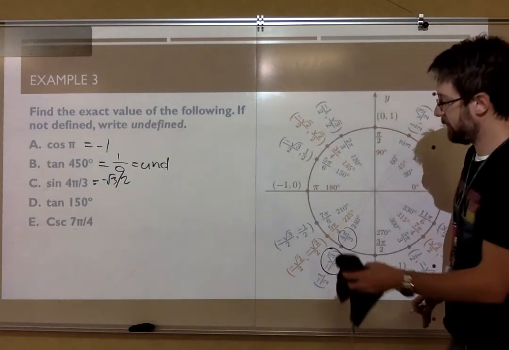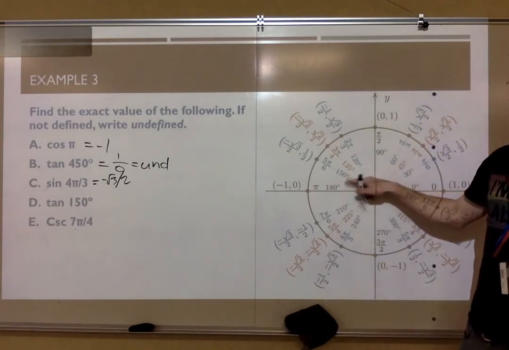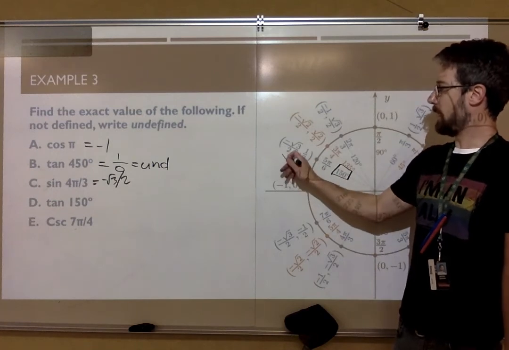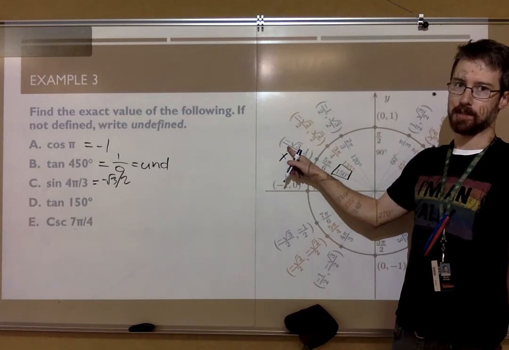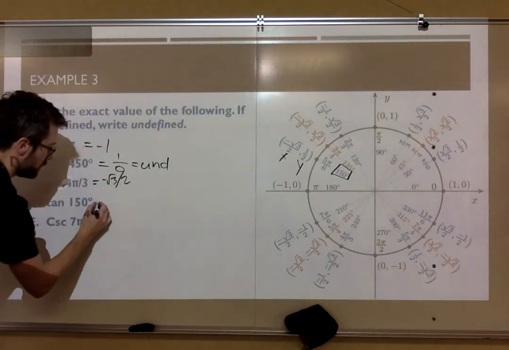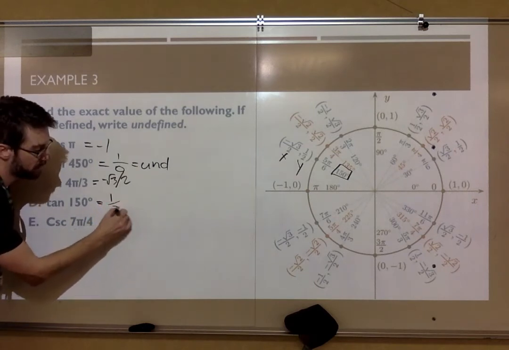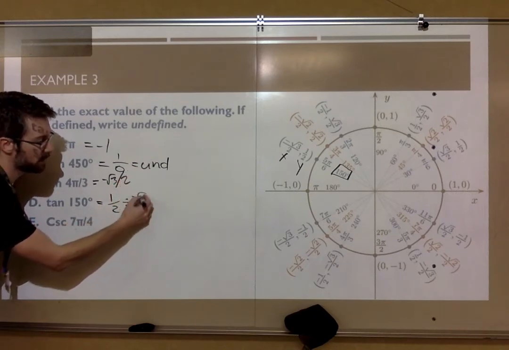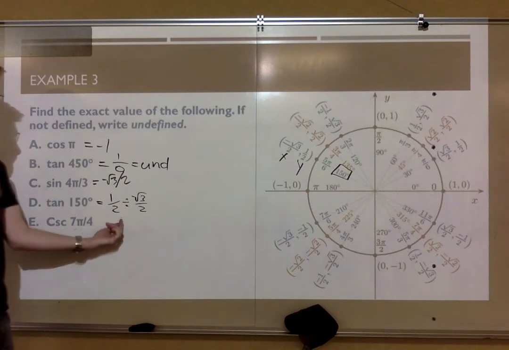Tangent of 150. Finding 150, right there, it's y over x. Now we're dividing fractions, so we're going to need to use keep, change, flip. The y value is 1/2, so it's 1/2 divided by the x value, -√3 over 2. Dividing fractions, it's keep, change, flip.